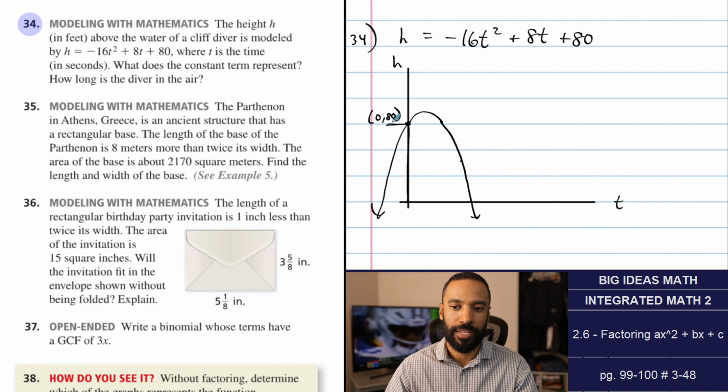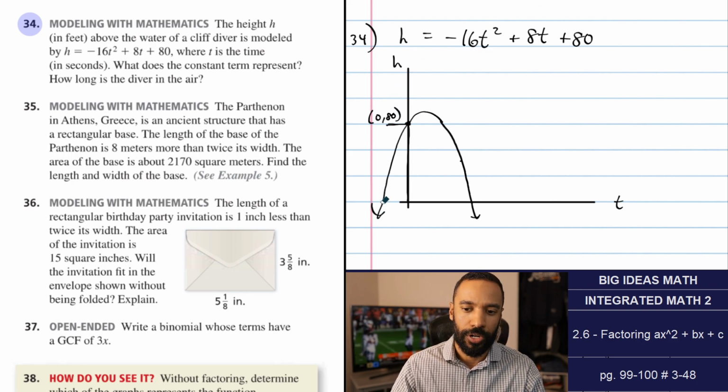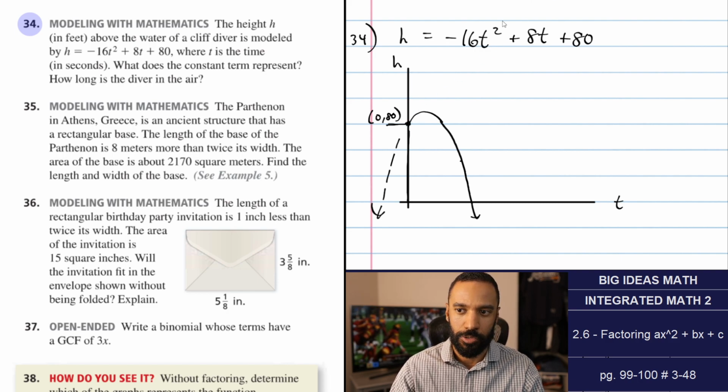80 feet is pretty big. Now, the time before 0 is irrelevant to the model. Generally, they like to work on that kind of stuff. So you're really only focused on what happens in the very beginning of this model right here. When the diver jumps, boom.